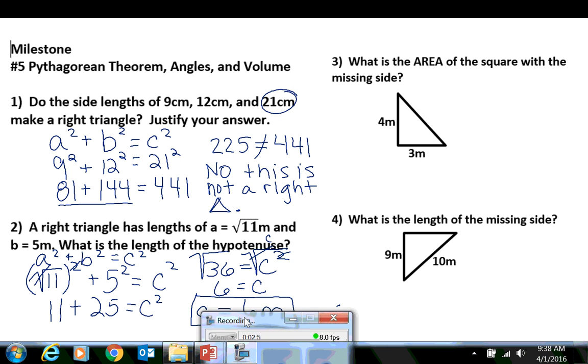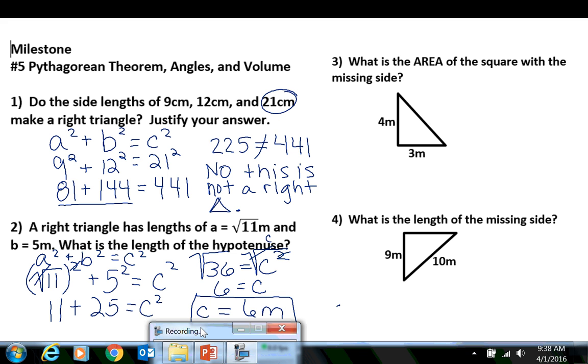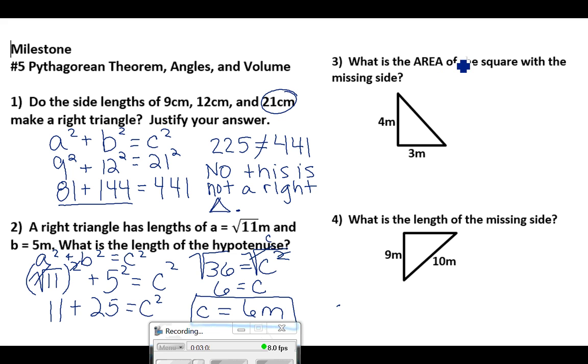Question number 3. What is the area of the square off of the missing side? So we're looking for the area of this square. Not the side length, but the area off of it. We're still going to use the Pythagorean theorem. a squared plus b squared equals c squared. And I know this is c because it is across from the right angle. I'm going to use 4 for a, 3 for b, and we're looking for c squared.